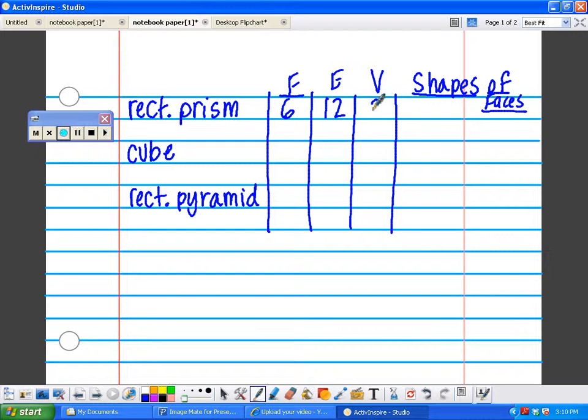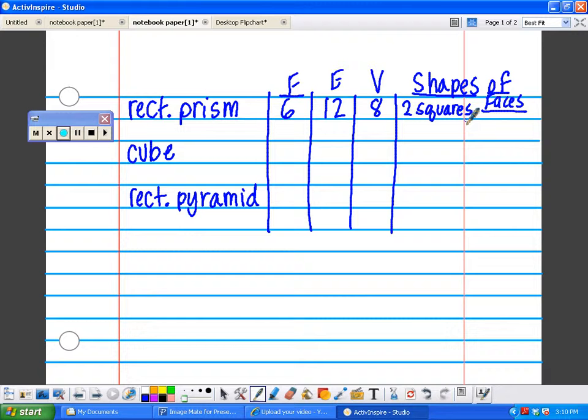Okay, it says shapes of the faces. What did you tell me the 2 ends are shaped like? Squares. So let's put 2 squares. And what about those long connectors? What are they shaped like? They're all rectangles. Remember us looking at all these prisms? Prisms are always rectangles on the connectors. Let me see if I can find an actual rectangular prism in here. Here it is. Look at it. 2 squares. And how many rectangles? 4 rectangles.